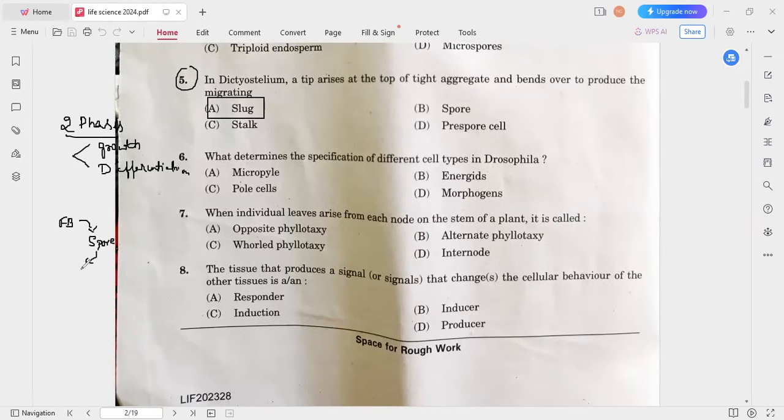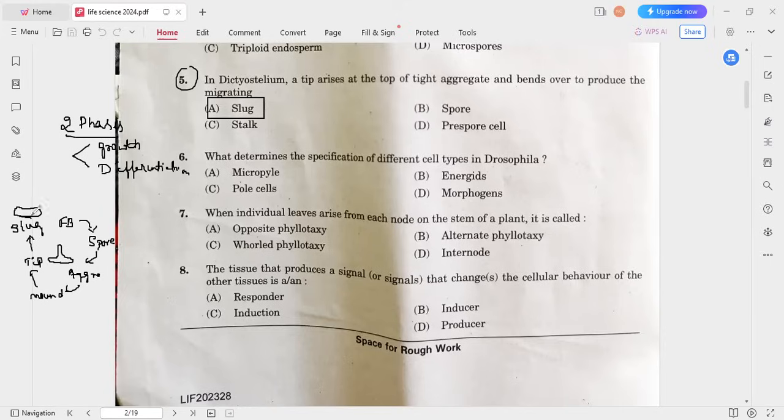This spore will undergo aggregation. After the aggregation, the mound will form. After this mound, the tipped aggregate, that is tip formation, takes place. After this tip, development takes place, and this is what is called the slug, which bends over to produce the migrating structure. Usually the tip looks somewhat like this structure, so from the tip it converts into a slug.